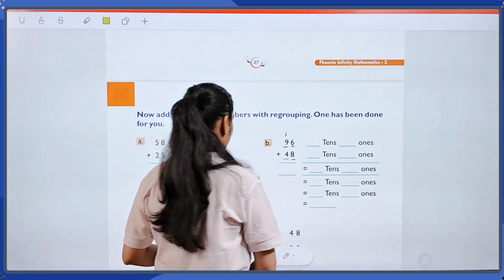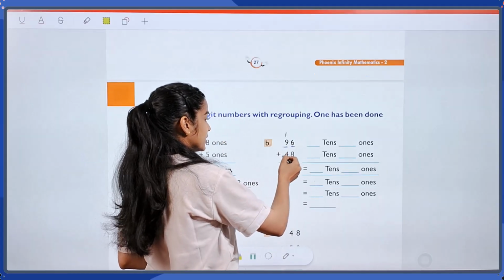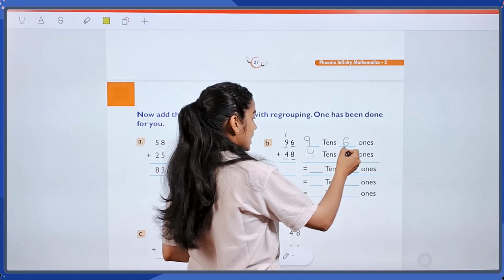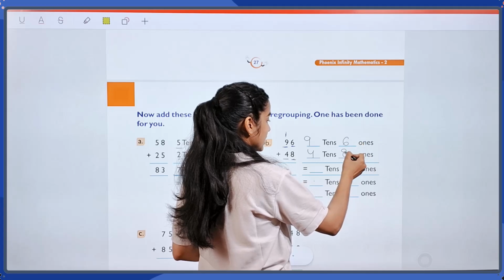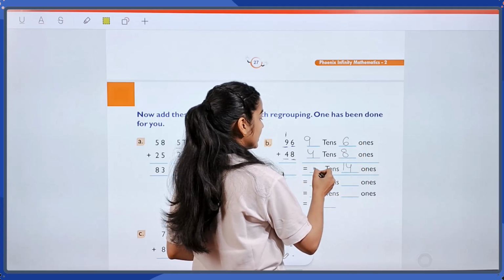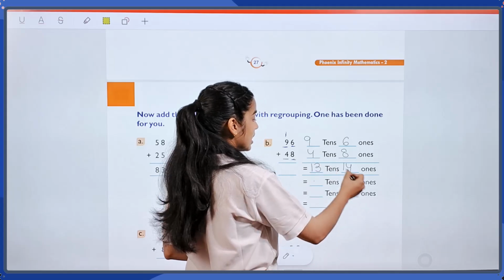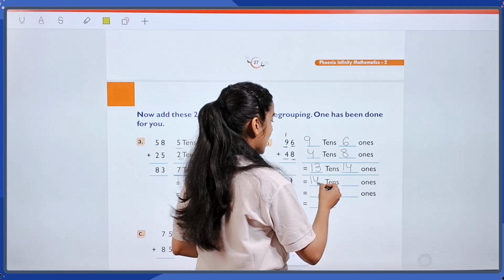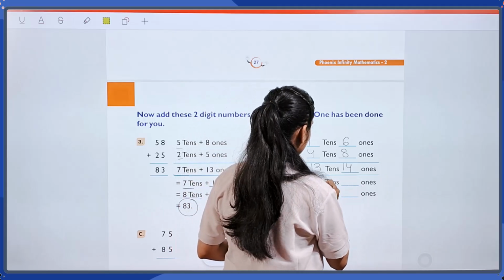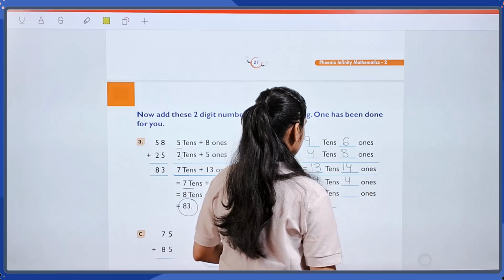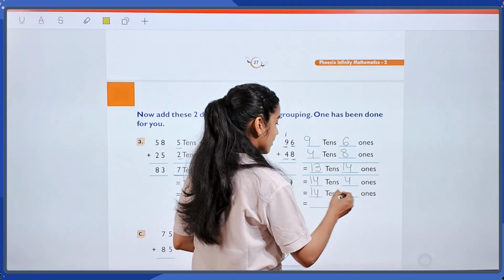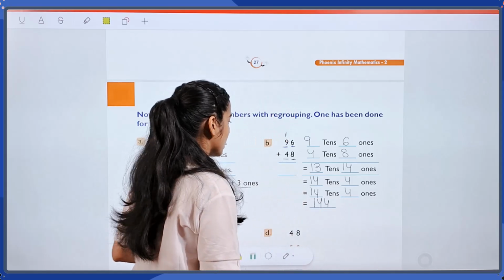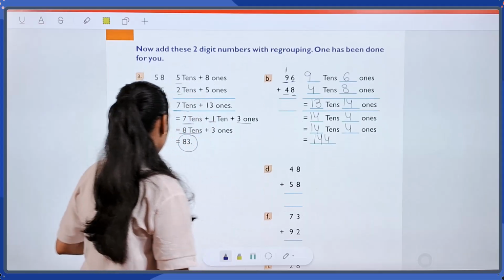Now we have question number B, 96 plus 48, which means 9 tens and 6 ones, and 4 tens and 8 ones. So 6 plus 8 is 14 ones, and we have 13 tens. Now 13 tens plus 1 ten is 14 tens, and we have 4 ones. Now 14 tens and 4 ones means 144. So this is your answer.